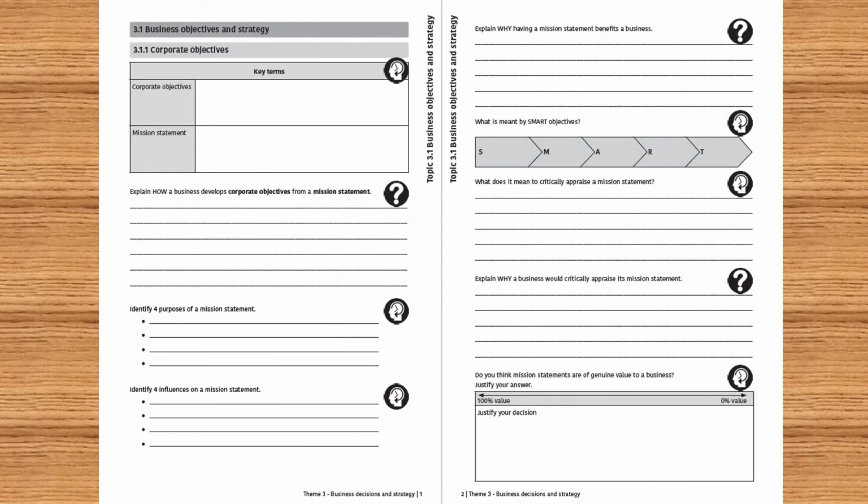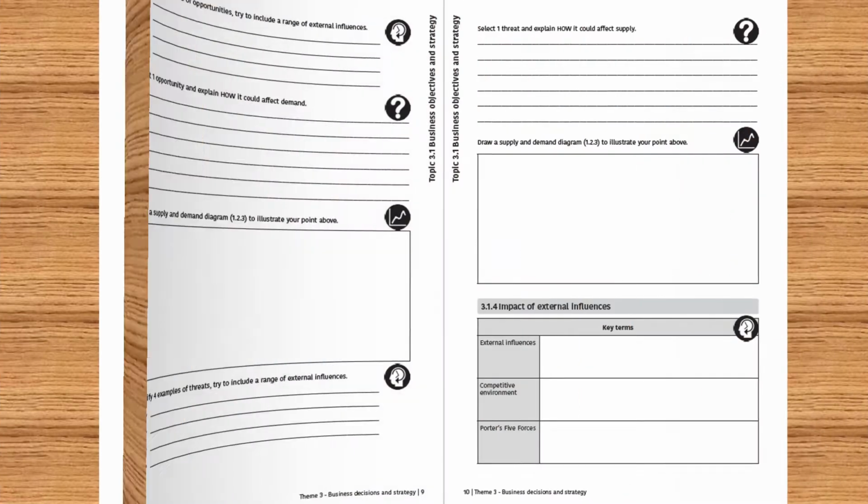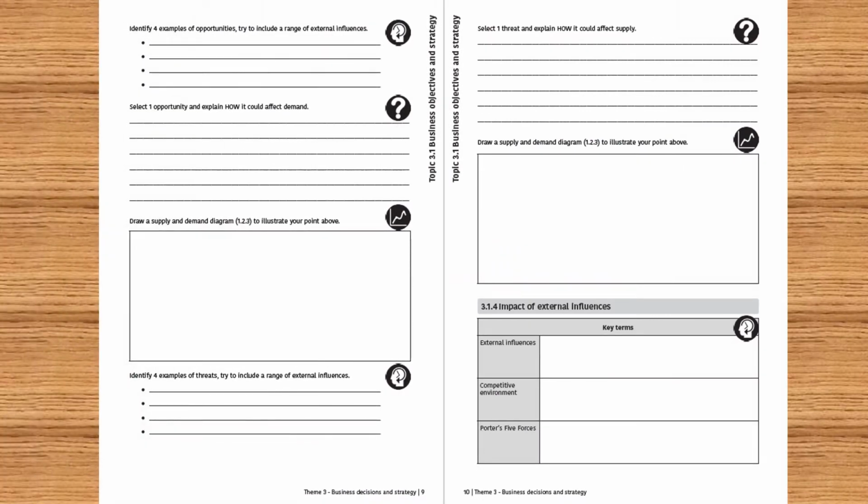Key terms at the start of each topic encourage students to learn and write down their definitions. Questions asking how or why in order to encourage students to develop lines of argument. Quantitative skills link back to earlier units, for example, drawing supply and demand curves.